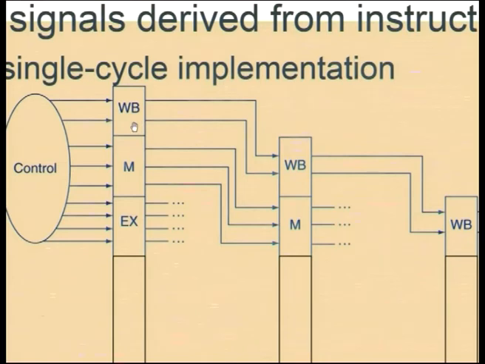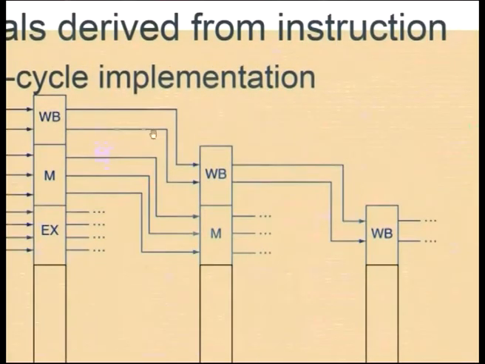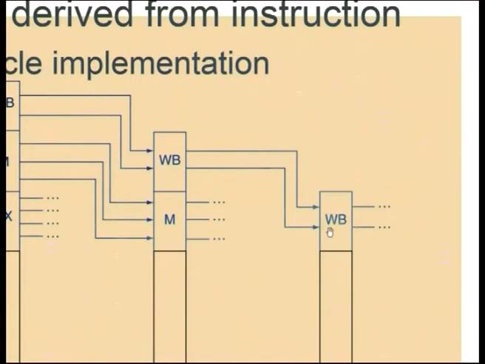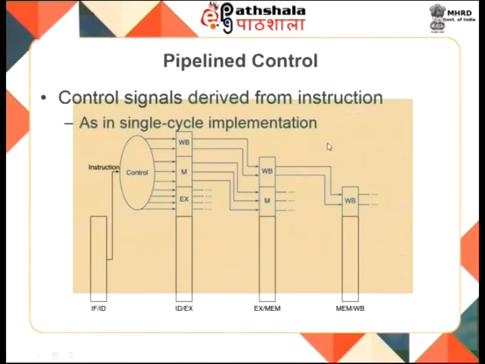The control signals that are needed for the last stage, namely the write back stage, are generated here, moved to this buffer, and from there they are moved to the next buffer here, and they are going to be used in the write back stage. So, the control signals get generated at one point, but they move along with the instruction as the instruction moves through the pipeline, and they are used at the appropriate stages.